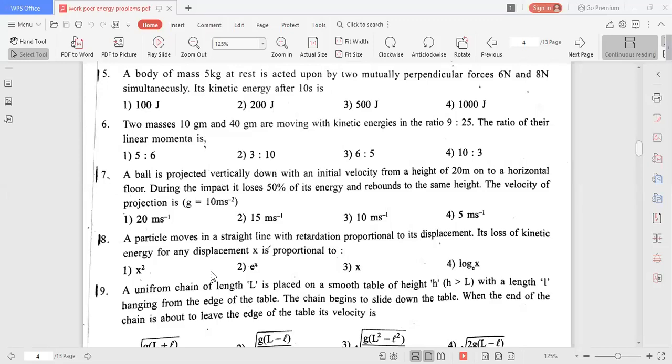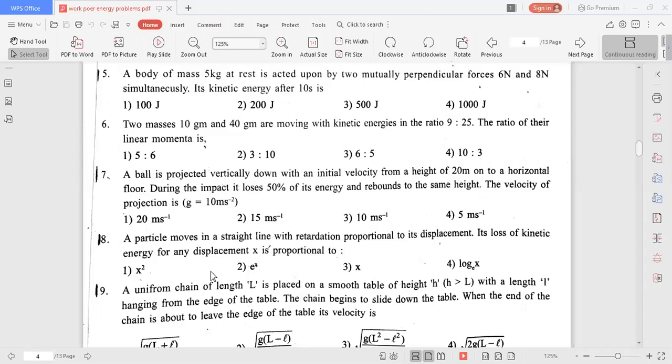All of you read the seventh problem. A ball is projected vertically down with an initial velocity from a height of 20 meter onto a horizontal floor. During the impact, it loses 50% of energy and rebounds to the same height. The velocity of projection is dash.